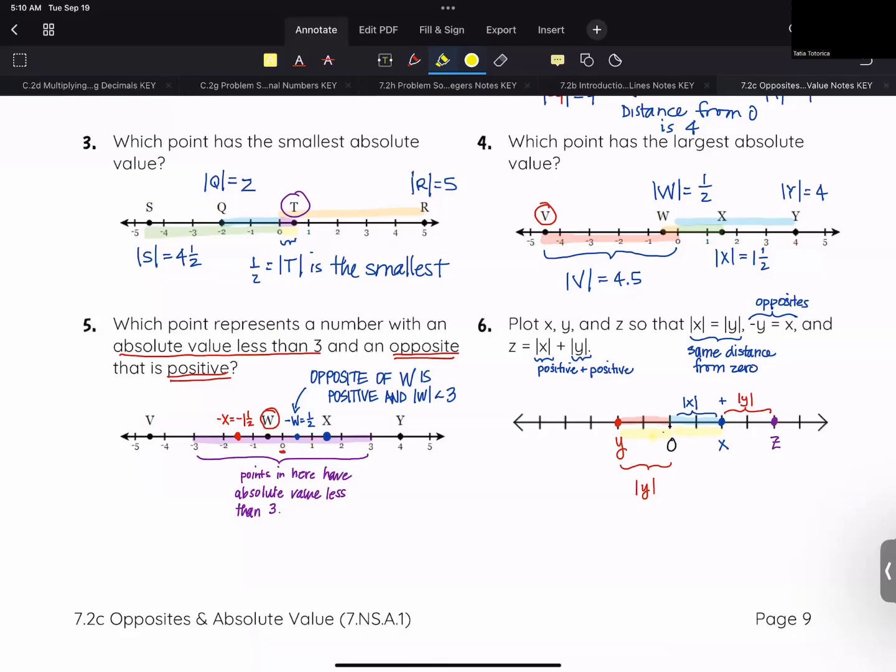Once we've established that, then we got to make sure that when we plot our Z, that we take whichever negative number's absolute value we had. So in my case, I put the Y on the left. So I will take this distance right here, and I will add it to the X's distance, and that will help me figure out where Z belongs.